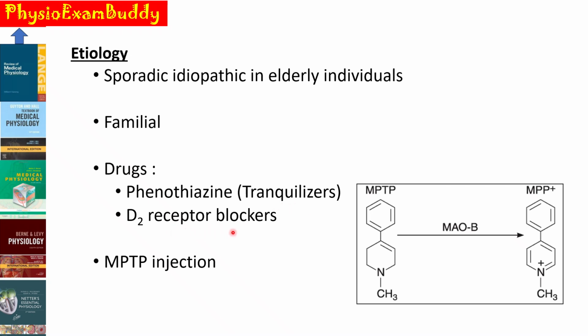And another cause for this is the MPTP injection, that is 1-methyl-4-phenyl-1,2,5,6-tetrahydropyridine. This MPTP is a prodrug that is metabolized in the astrocytes by an enzyme known as monoamine oxidase B to produce a potent oxidant, that is 1-methyl-4-phenylpyridine, that is MPP plus, which will be taken up by the dopamine transporter into the dopaminergic neurons in the substantia nigra, where it destroys the dopamine.